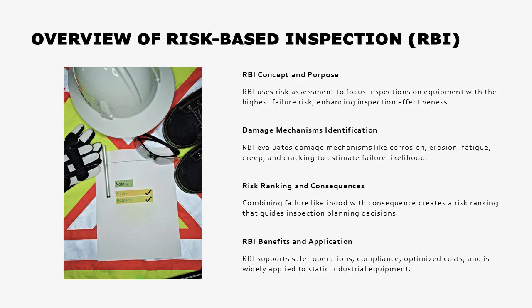API emphasizes that RBI is an iterative process that should be updated as new inspection data, operating experience, or process changes become available. RBI is commonly applied to static equipment in operating facilities, including pressure vessels, piping circuits, heat exchangers, and storage tanks. When properly implemented, RBI supports safer operation, regulatory compliance, improved reliability, and optimized lifecycle costs. It also provides a transparent and auditable basis for inspection interval determination, which is especially important in high-hazard industries.